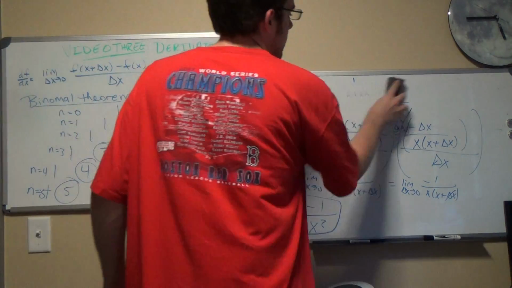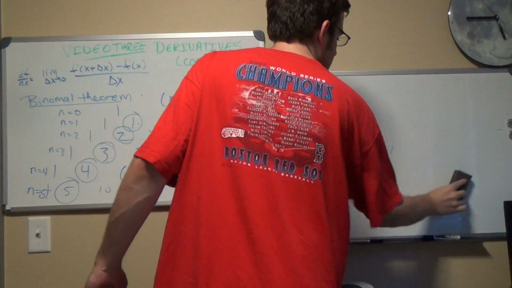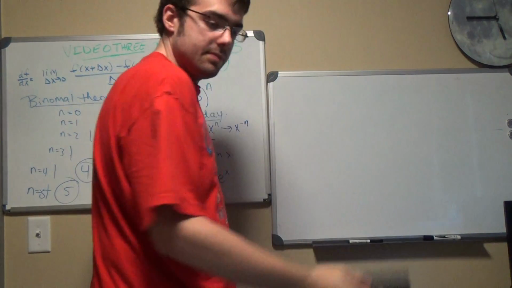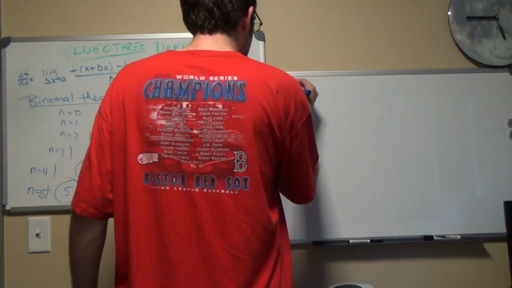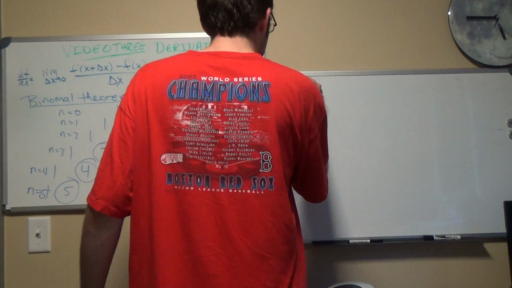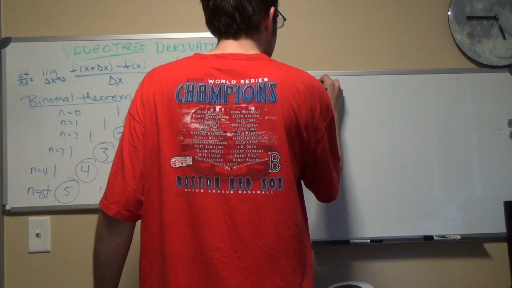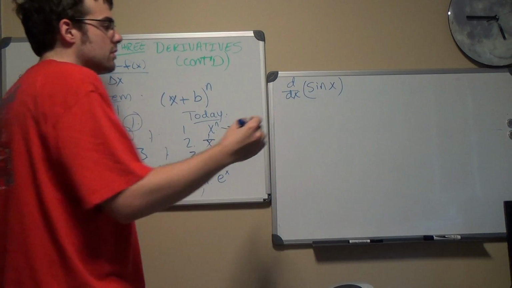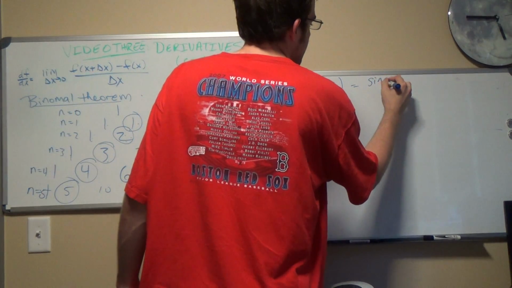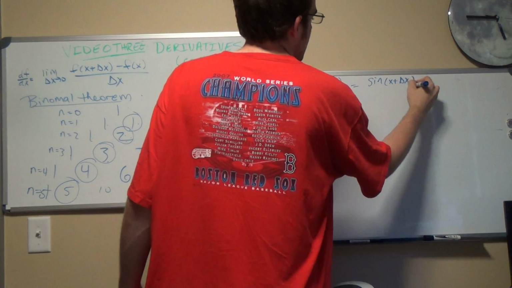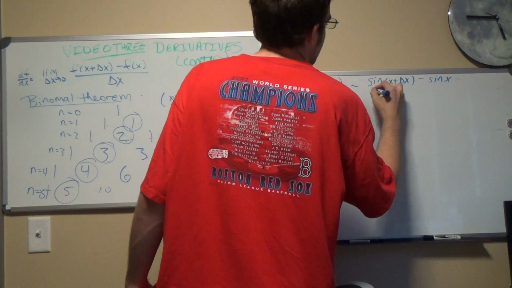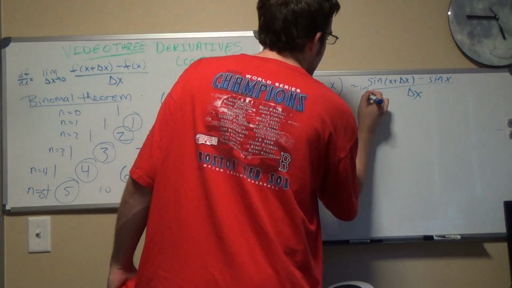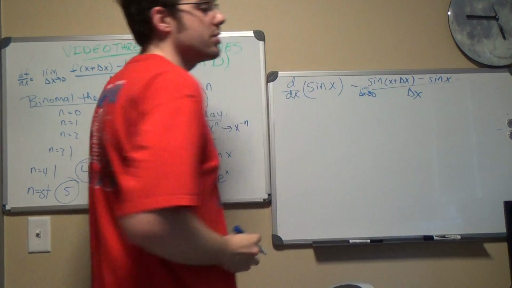So one last derivative that we're going to be doing in this kind of rigorous fashion is the derivative of sine of x. So we have sine of x plus delta x minus sine of x divided by delta x, and we have the limit as delta x approaches 0.